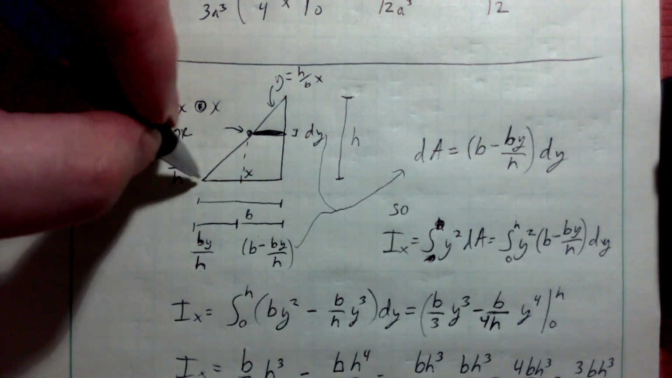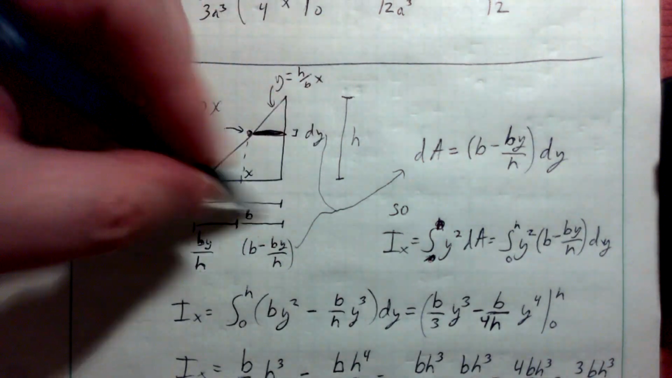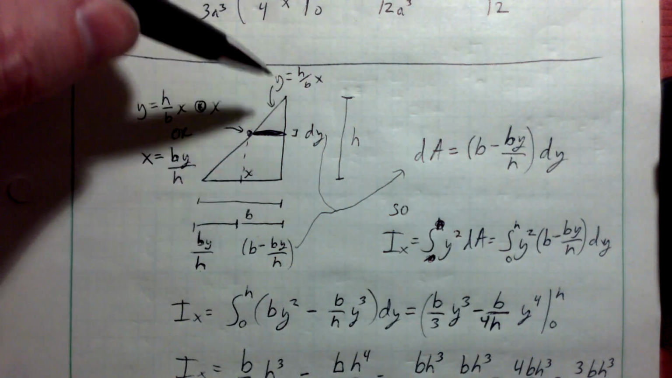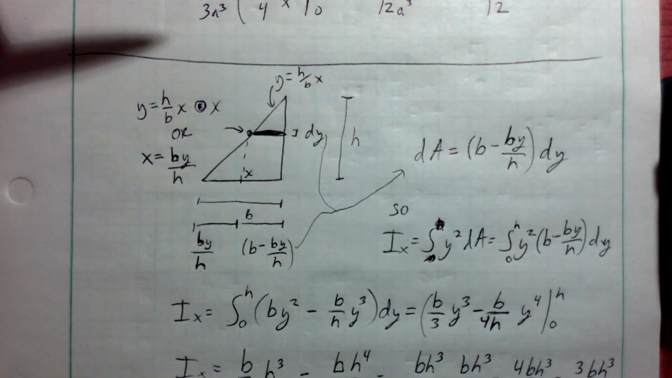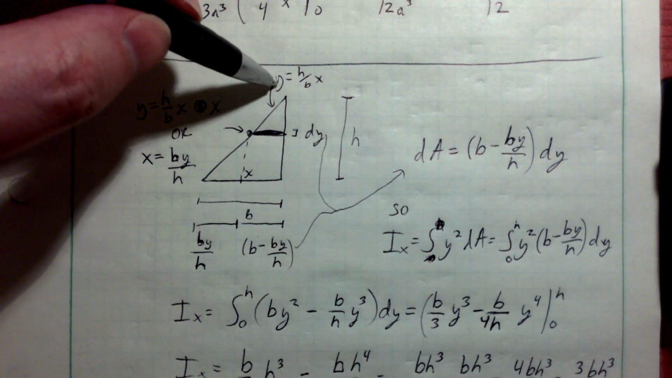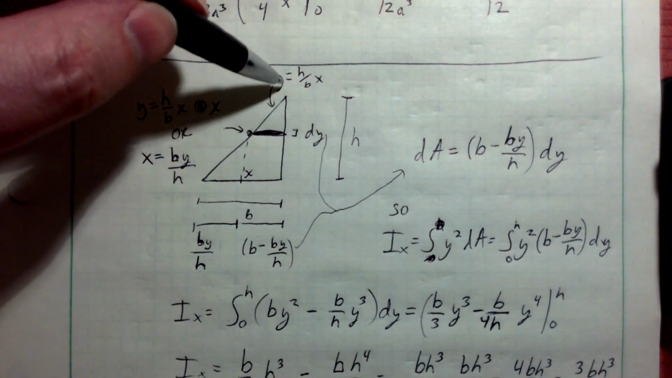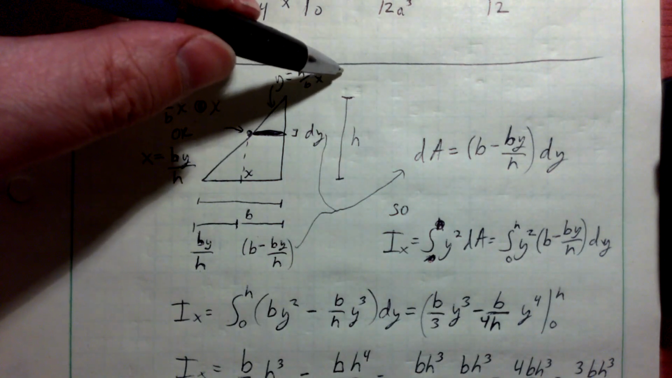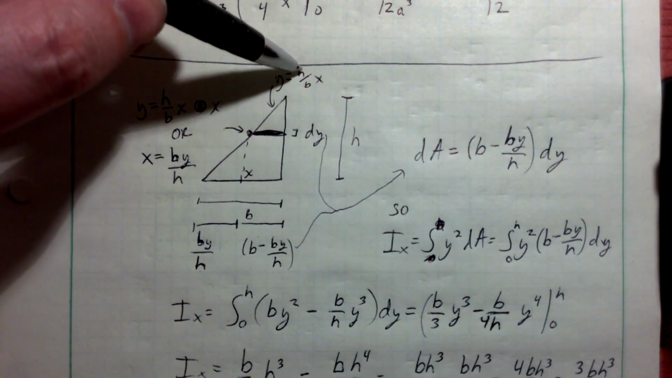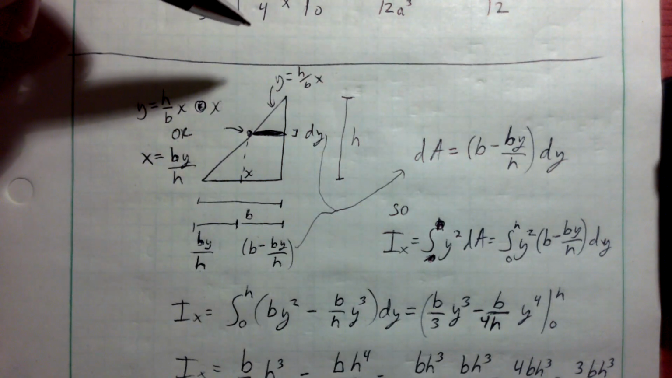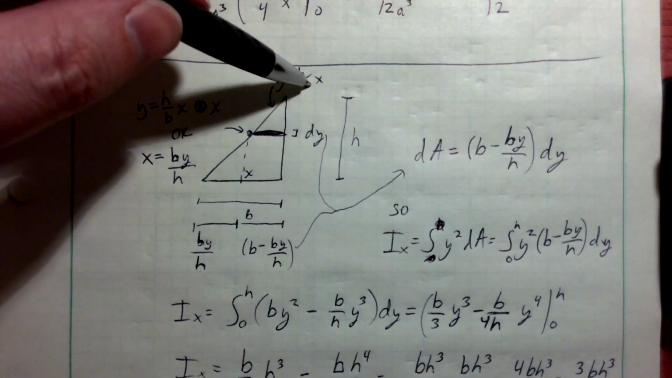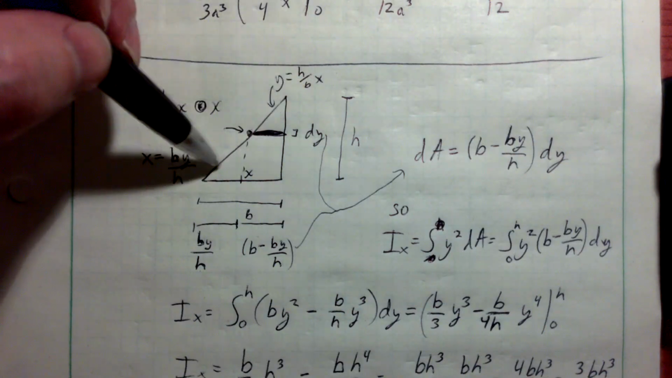Now, this is a triangle, a height h at base b. So this expression, it's a linear expression along here. y is equal to mx plus b. Well, b is 0. Your y-intercept is 0. Your rise is h. Your run is b. So this is your slope, h over b. y is equal to h over b x. That's the equation for this line.